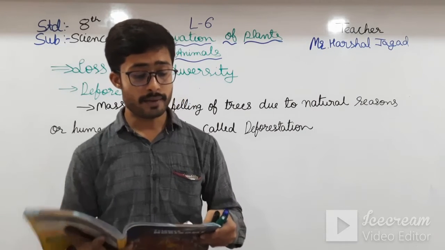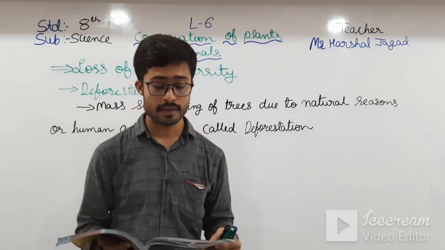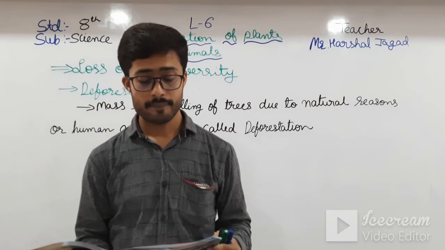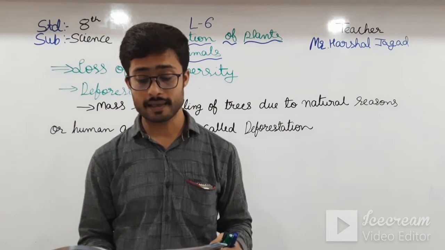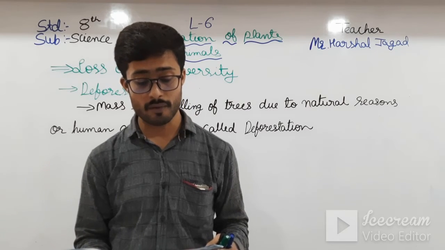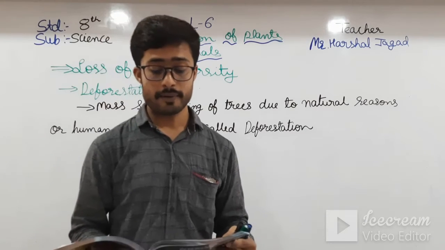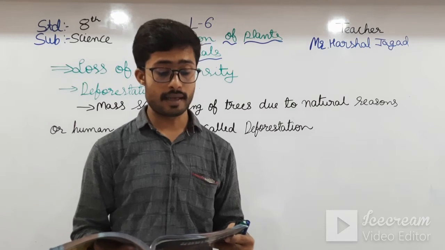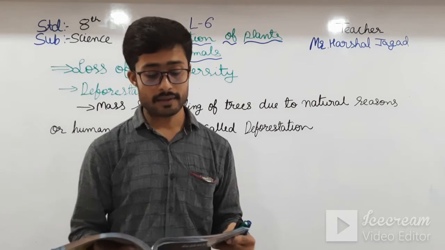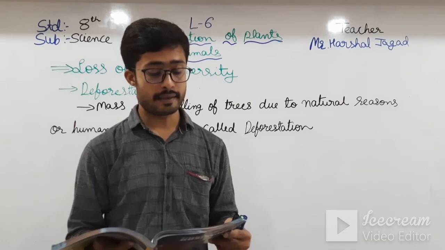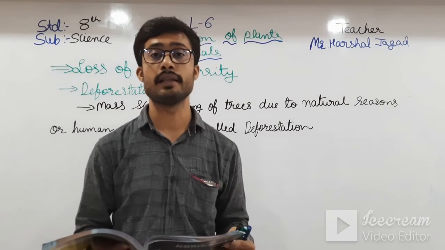Next point is when trees are cut down in large numbers, many animals and birds lose their homes. This leads to a decrease in fauna. Forests are called the lungs of the earth because the trees and plants growing in forests absorb carbon dioxide and give off oxygen during photosynthesis. When trees are cut down in large numbers, the level of carbon dioxide in the atmosphere increases, thus disturbing the balance of vital gases. The increase in carbon dioxide levels also leads to an increase in the temperature of the earth.